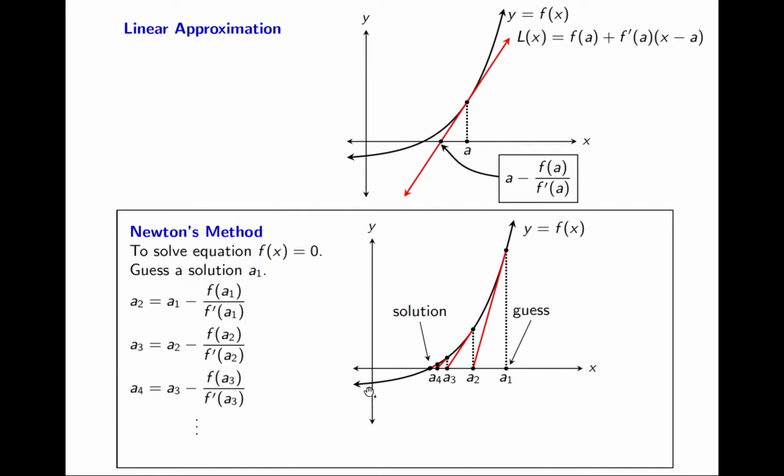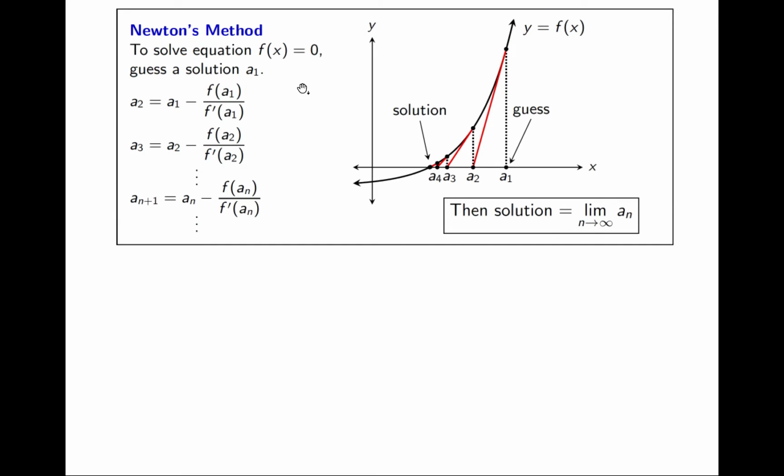So you just continue this process. And what happens is that you very quickly get numbers a4, a5, a6 that are getting closer and closer to the actual solution. As you can see in this picture, for large n, the number a sub n is a very good approximation to the solution. And for practical purposes, you can get that a sub n to be as close to the actual solution of f of x equals 0 as you want. So that's Newton's method. We'll phrase it this way.